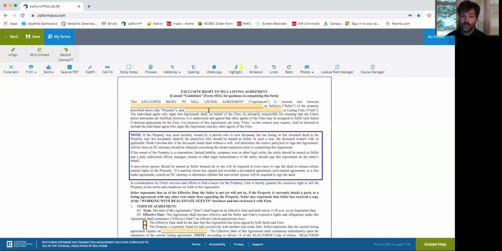So also in the listing firm, make sure the listing firm is the firm in which you work for. Whomever the check will be made to goes here. Some of you are on teams, you're a firm within a firm, that's fantastic. Don't put that here. The firm that will receive the money goes here.